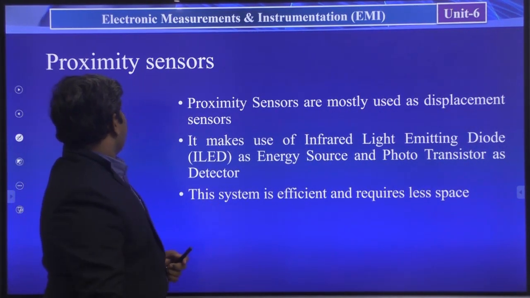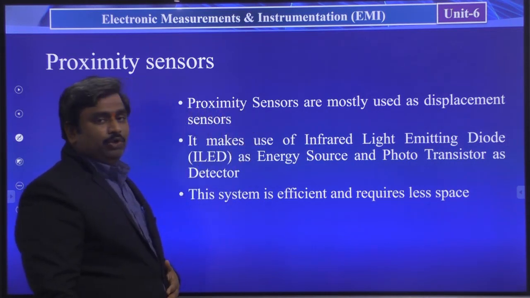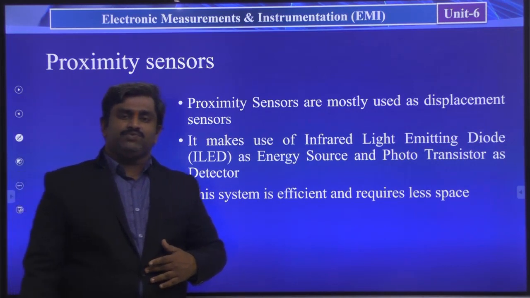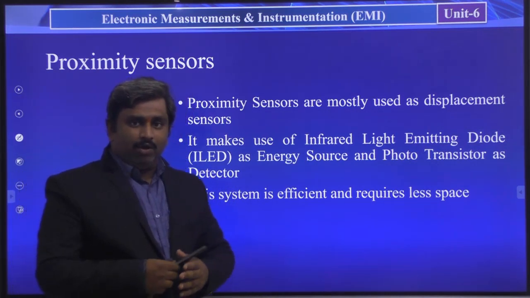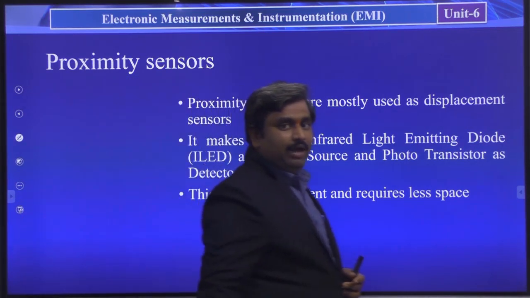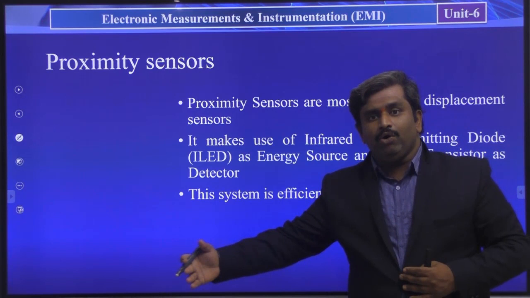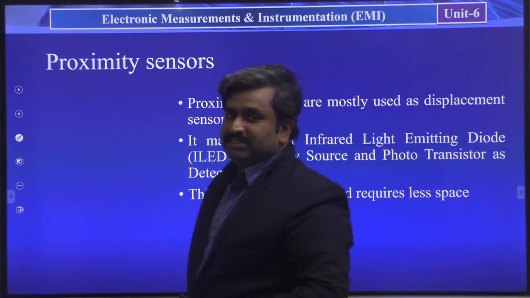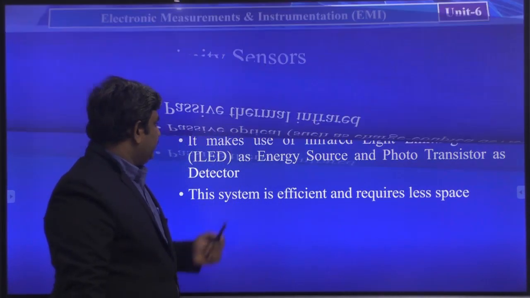Now coming to the proximity sensor: it is mostly used as a displacement sensor. So these proximity sensors will give the displacement information. For example, now I am here, and after some time I am going to be here. From there to here I have moved some displacement. This displacement behavior we can see with the help of proximity sensors.